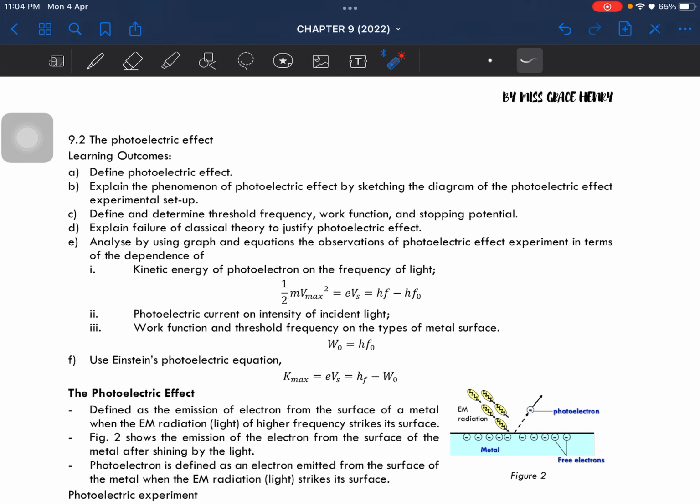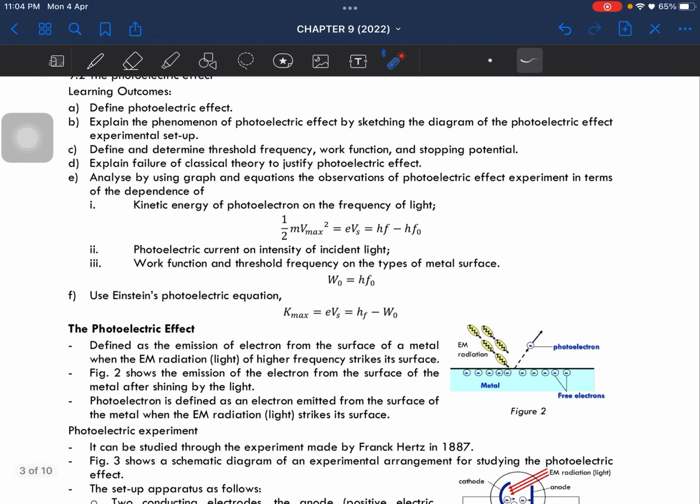So the first one is you need to define photoelectric effect, explain the phenomenon of photoelectric effect by sketching a diagram of the photoelectric effect experimental setup. So this one, there is a possibility of it coming up in exam. And then you also have to define and determine the threshold frequency, work function, and stopping potential. Explain failure of classical theory to justify photoelectric effect. This one may or may not come out in PSPM.